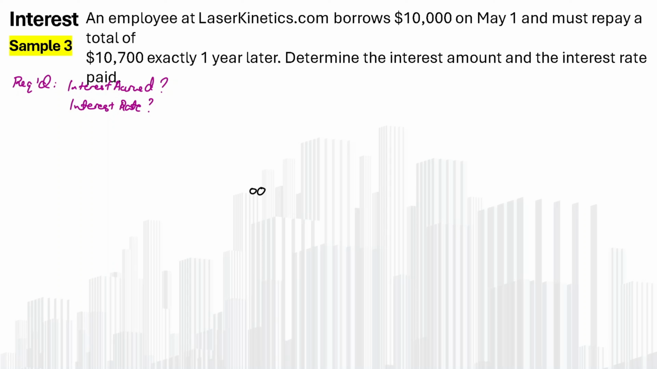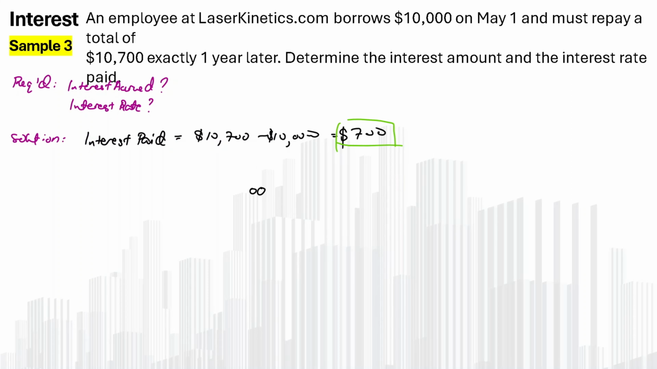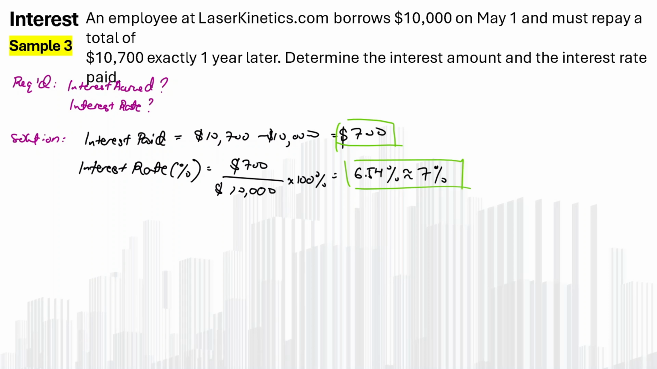And then what is the interest rate? The interest paid here is simply 10,700 minus $10,000, so that will be $700. And the interest rate here is simply the $700 divided by 10,000, which is roughly 6.54%. 700 divided by 10,000. Actually, sorry, scratch that. I don't know why I did that. It's just 7%. My bad.